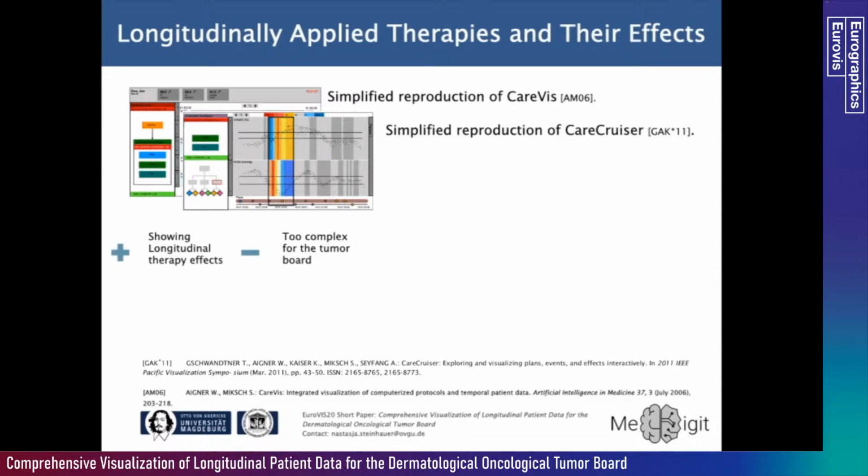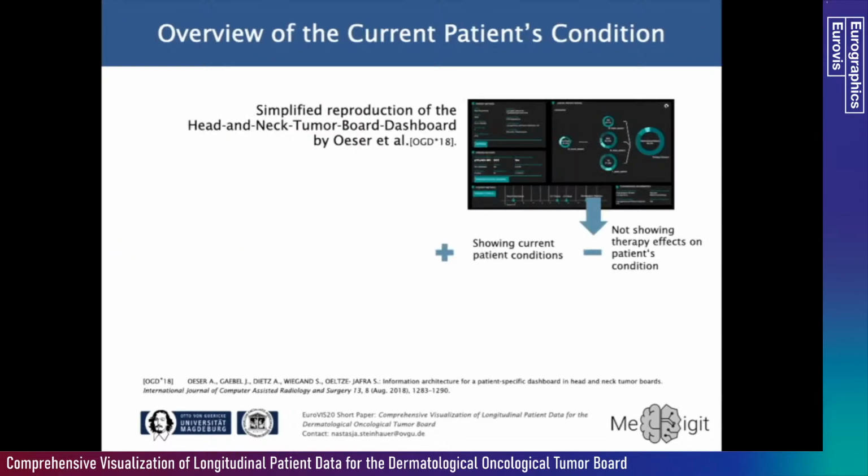In general, existing approaches visualizing clinical data on the one side support the analysis of longitudinally applied therapies and their effects on a patient's condition, such as CareVis and CareCruiser, which are, however, too complex for the tight tumor board schedule, or on the other side, they focus on providing a comprehensive overview of the current patient's condition tailored to clinical decision-making under time constraints, such as the MOI-based dashboard by Oeltze and colleagues.